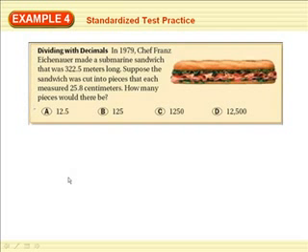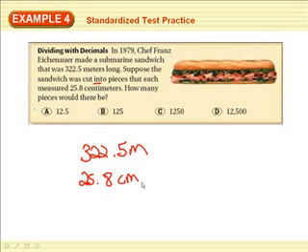Works. Example number 4, standardized test practice. It says, dividing with decimals. In 1979, Chef Franz Eichener made a submarine sandwich that was 322.5 meters long. Suppose the sandwich was cut into pieces that each measure 25.8 centimeters. How many pieces would there be? So they tell us it's 322.5 meters, but they cut it into 25.8 centimeters.